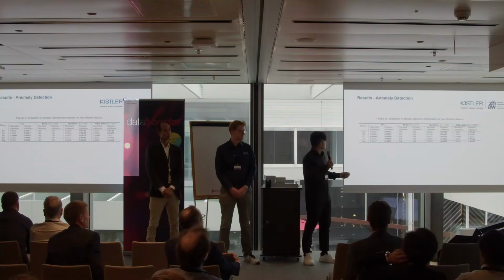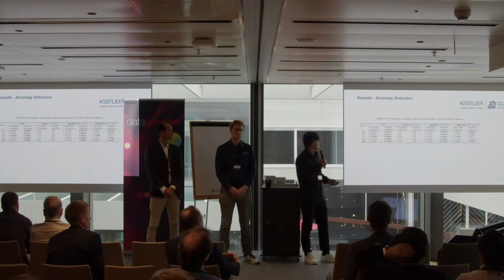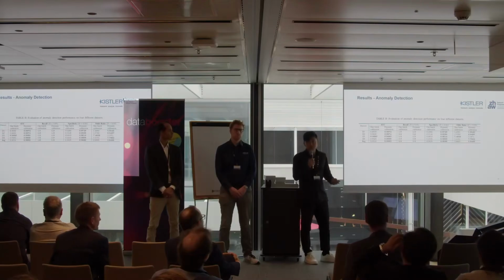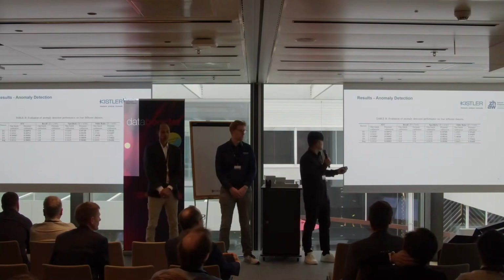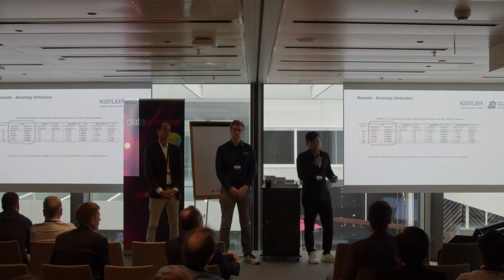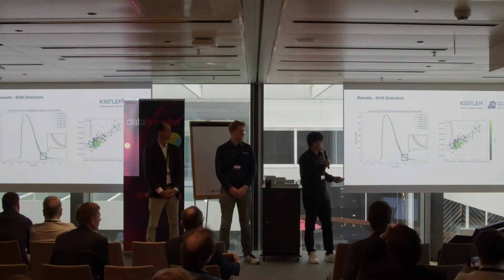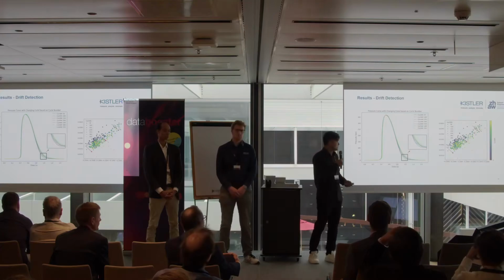So here is our result for anomaly detection. We use several evaluation metrics, and from that you can see AUC is the main evaluation metric. You can see in most cases the dynamic calibration performs much better than the one batch calibration. So our model can also detect drift.